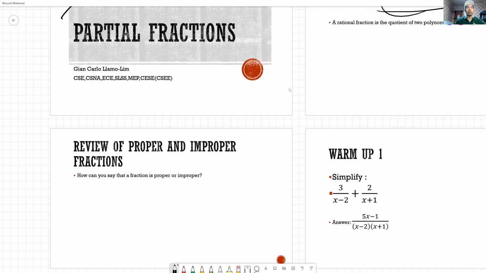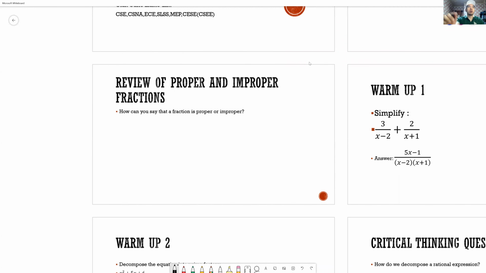So review lang natin ng konti. So ano ang proper at improper fraction? When we say it's a proper fraction, that means the value of the numerator is less than the value of the denominator. And if it's improper, the value of the numerator is greater than the denominator. So that way, we can say that the fraction is improper or proper.